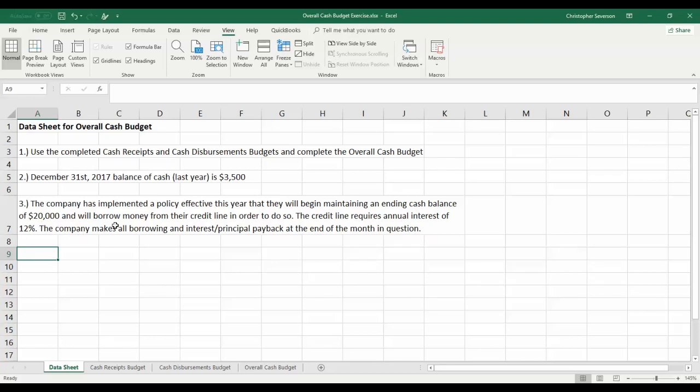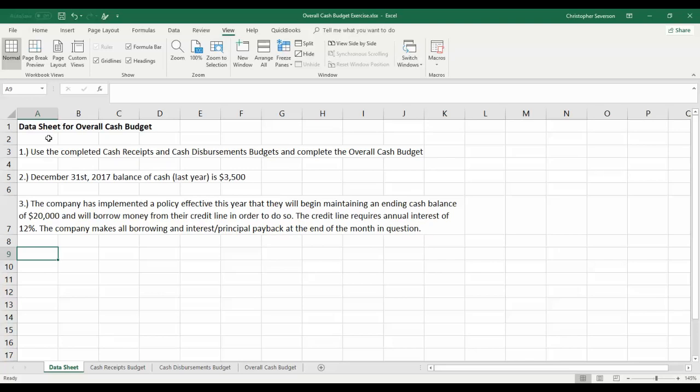The company makes all borrowing and interest and principal payback at the end of the month in question. So they'll borrow at the end of the month, and they'll pay back at the end of the month. What that means is that we always have a nice, clean 1-month interest to worry about. Or I should say a full month. It might be 2 months or 3 months, but it's never going to be half of a month.